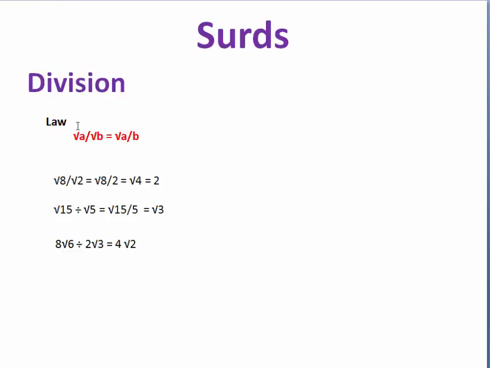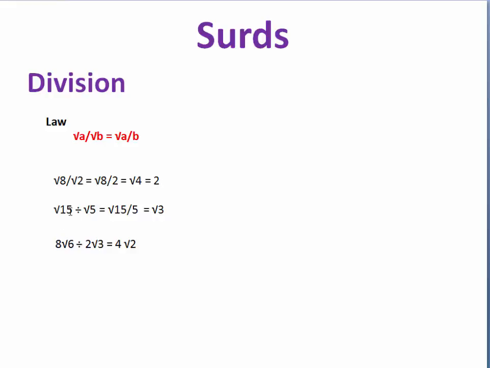Law for division of surds, square root of a divided by square root of b equals square root of a divided by b. Best understood if we work through it. So square root of 8 divided by square root of 2 equals square root of 8 divided by 2. 8 divided by 2 is 4. So this becomes square root of 4, which is 2.